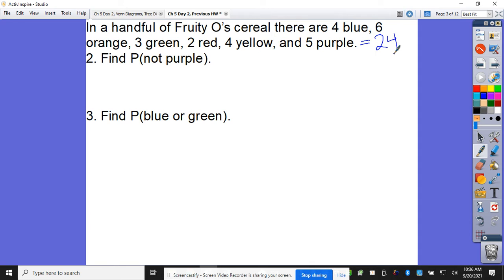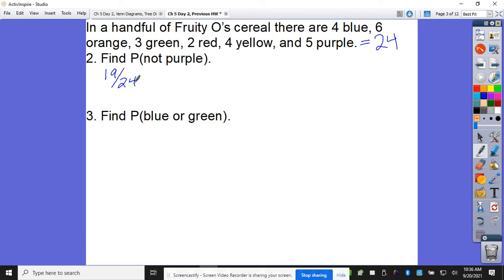So how many of them were purple? 5. But this says not purple, so we're doing the what of it? Complement. So if 5 out of 24 were purple, how many were not purple? And for this homework, I didn't talk about showing work or anything, so I'm just going to go over answers. Starting today, I'm going to talk about how I want you to show your work for everything.